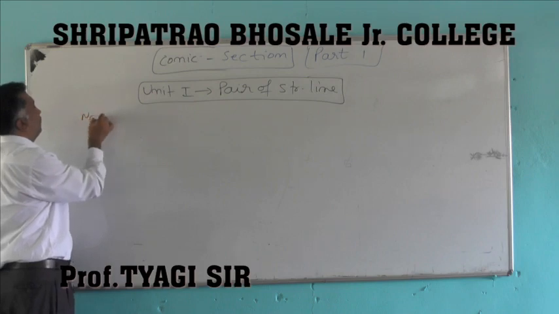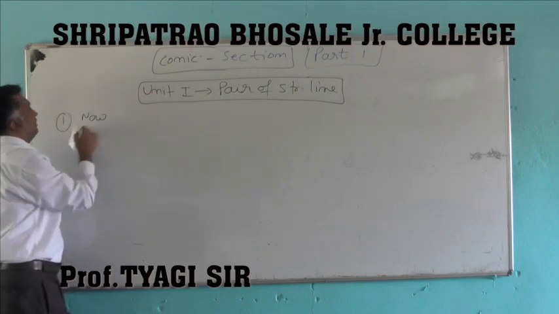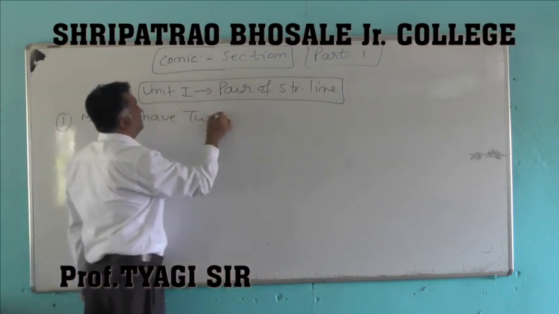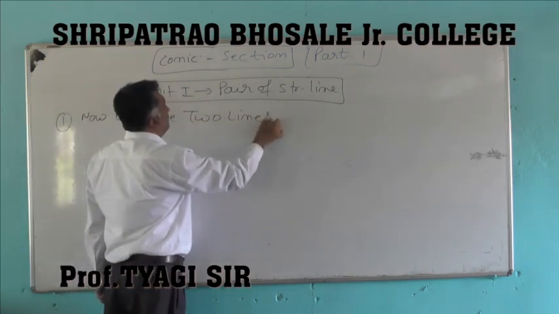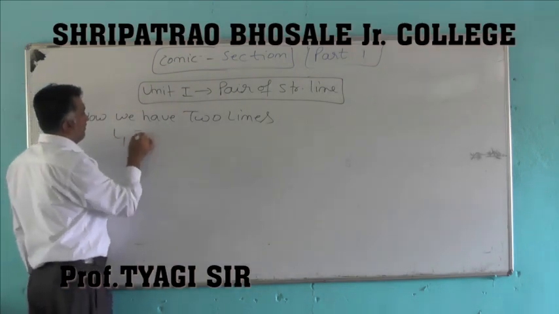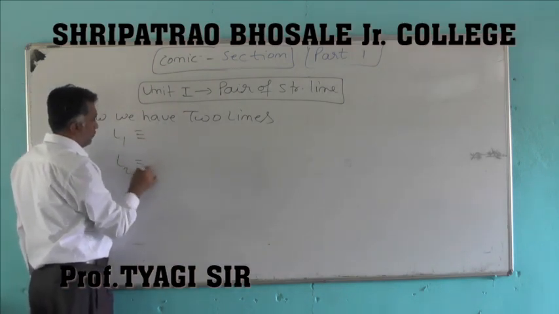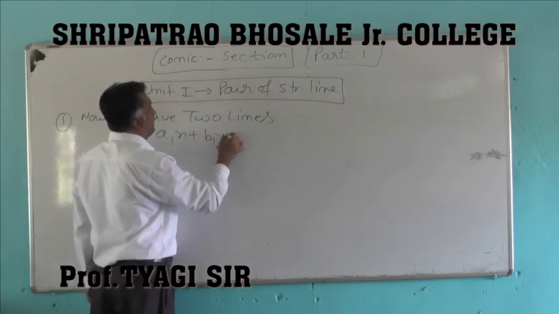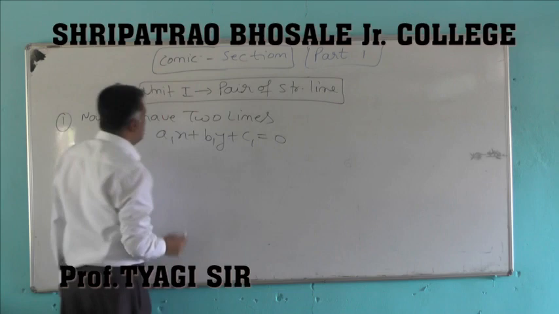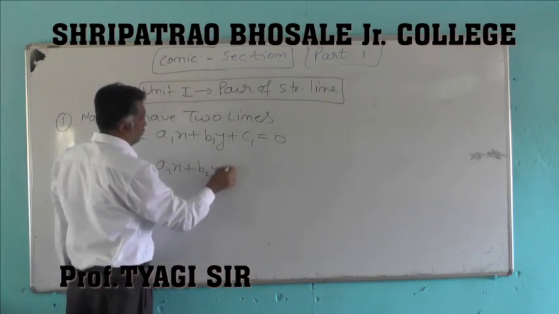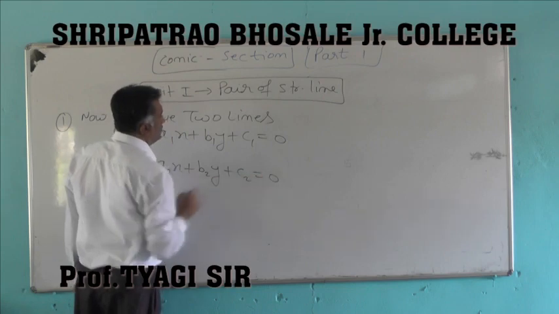Now, point number 1. Now we have two lines, L1 and L2: A1x plus B1y plus C1 equal to 0, and A2x plus B2y plus C2 equal to 0.